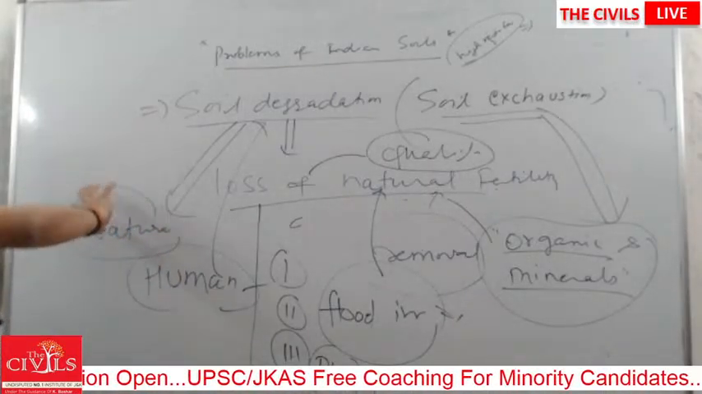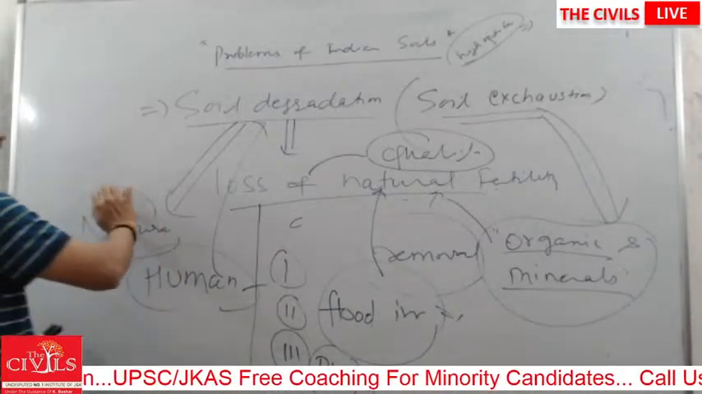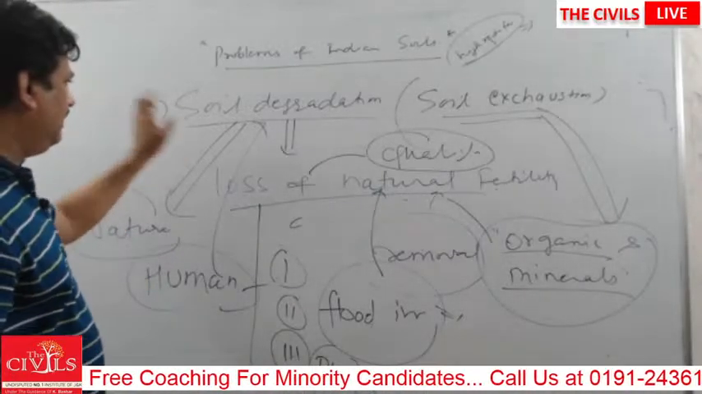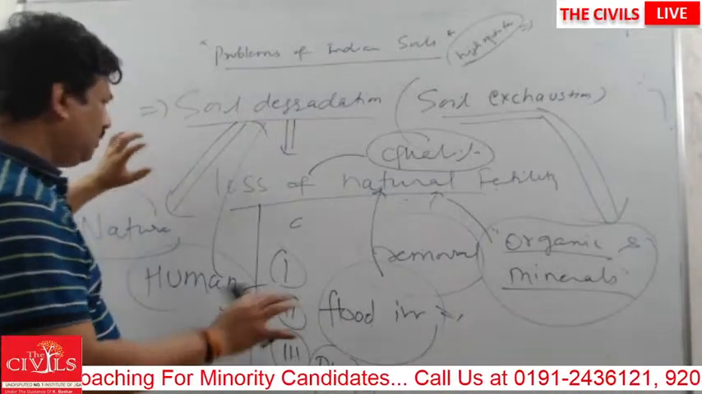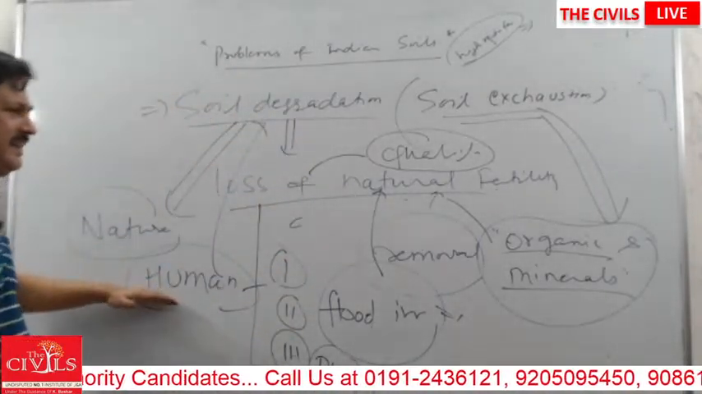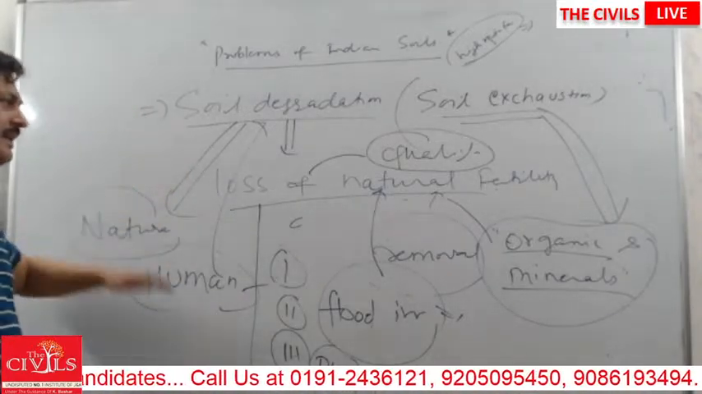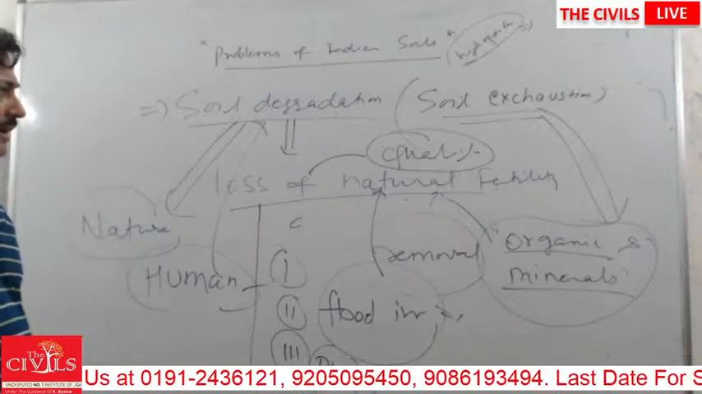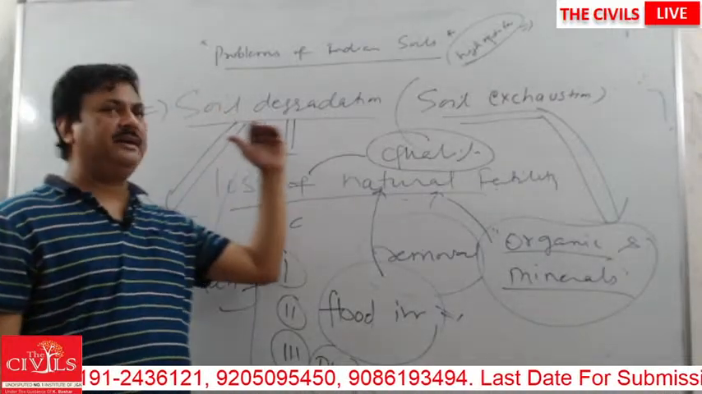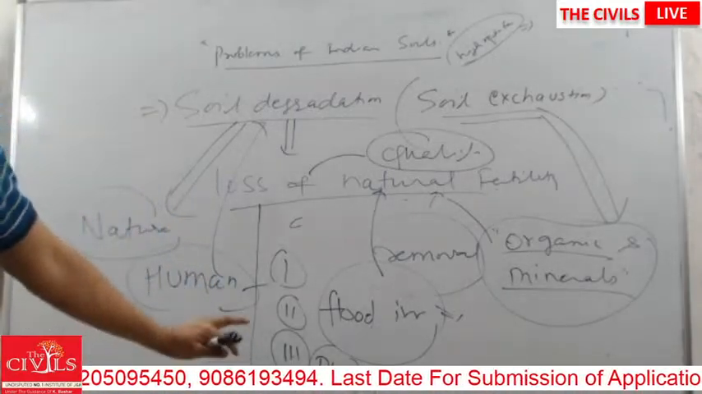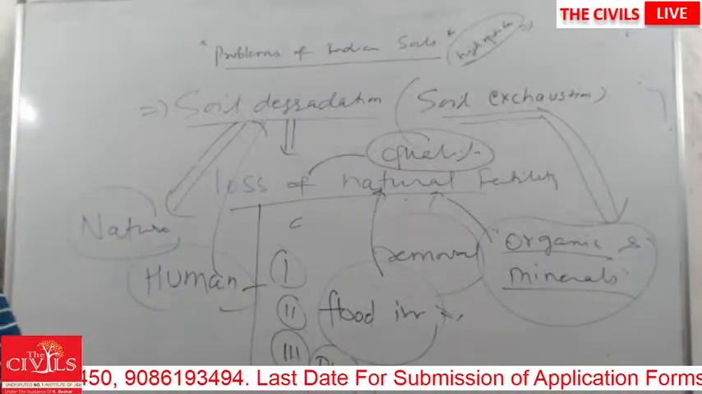Nature is also a factor in soil degradation, because of erosion or other processes, soil degrades. But human interference, the anthropogenic reason, is the main reason behind the loss of soil fertility or soil degradation. I hope this is clear.